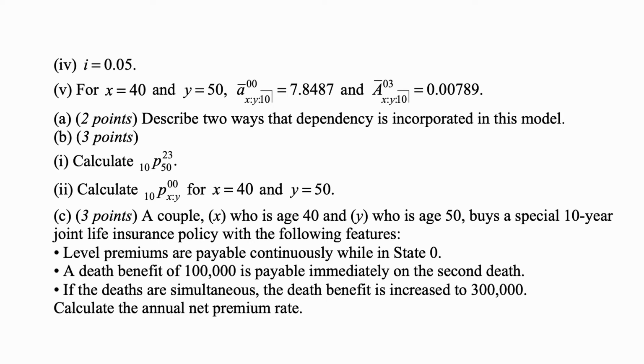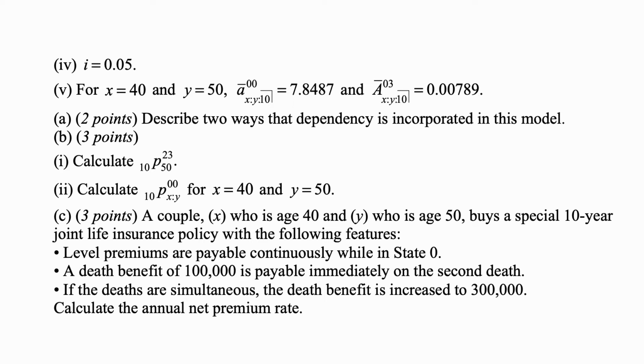Calculate 10p x colon y 00 for x equal to 40 and y equal to 50. That's the probability of remaining in state 0 for 10 years. And we don't have to worry about going out of it and coming back because there is no going back once you leave state 0. So this is a continuous state, but it's just the probability of staying in state 0.